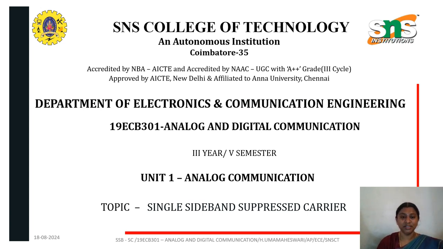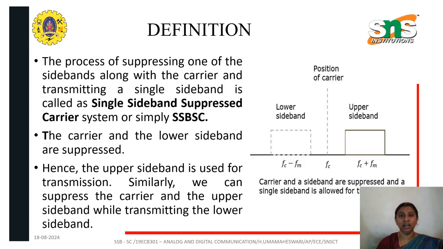In this video lecture series, I'm going to explain about a single sideband suppressed carrier. In the last video, we have seen a double sideband suppressed carrier where we'll be using two sidebands only without the carrier. Here, with the help of a single sideband, how the modulation takes place will be seen. The process of suppressing one of the sidebands along with the carrier and transmitting a single sideband is called a single sideband suppressed carrier system, or simply SSBSC.